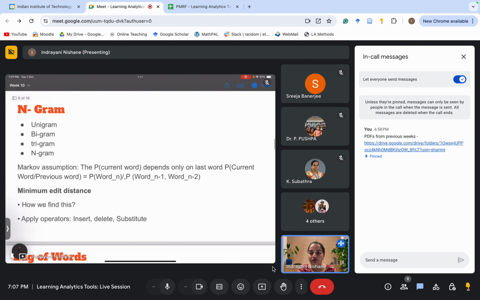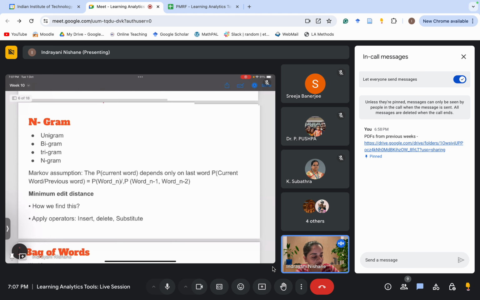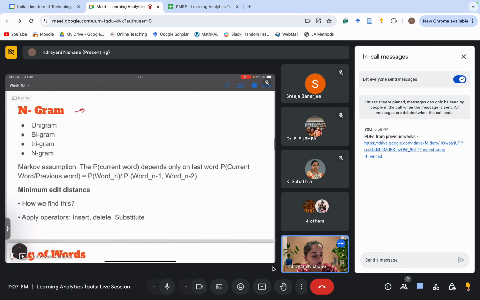Now the concept of n-grams. The n-gram concept is grouping the words in the sentence which are coming together, right? So a unigram is a one-word group. A bigram, as the name suggests, is the group made up of just two words which are adjacent to each other. Similarly, trigrams are three adjacent words, and n-grams are n such adjacent words grouped together.